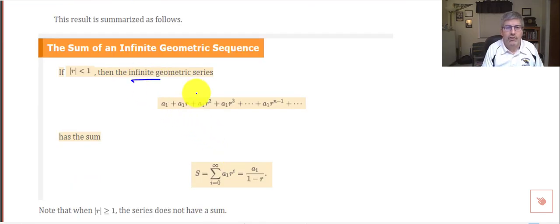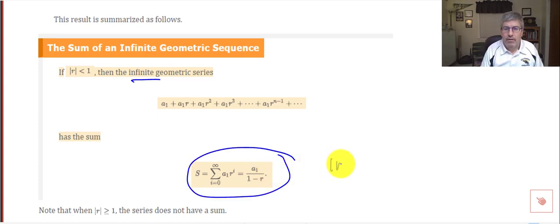Which leads us to our formula for an infinite geometric series. The sum from i at 0 to infinity of a sub 1 times r to the i equals a sub 1 all over 1 minus r, because we had 1 minus 0 in the numerator. This, of course, is for the absolute value of r less than 1. That's listed up here. And a quick note here: when the absolute value of r is greater than 1, this series will not have a sum.